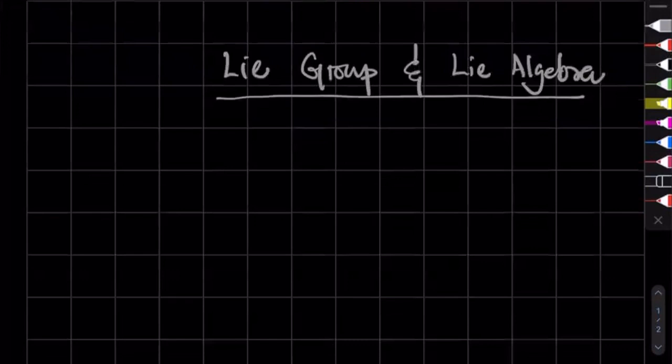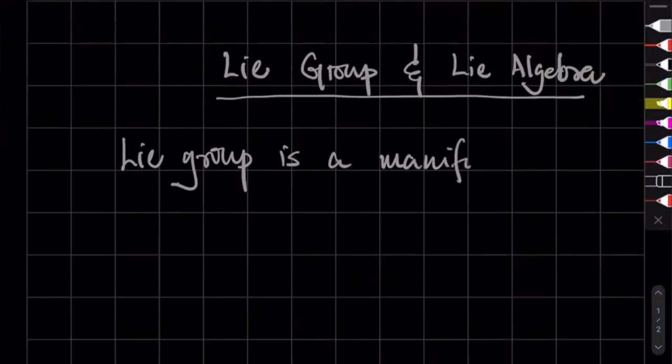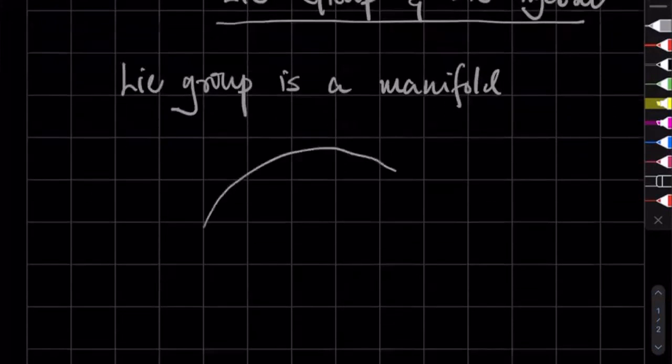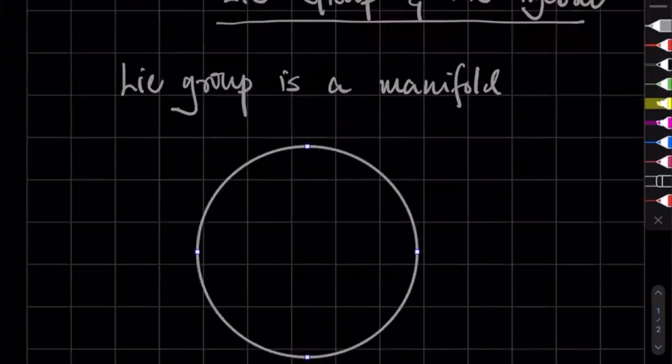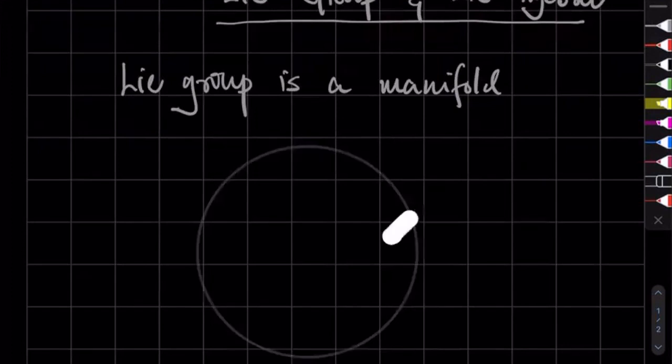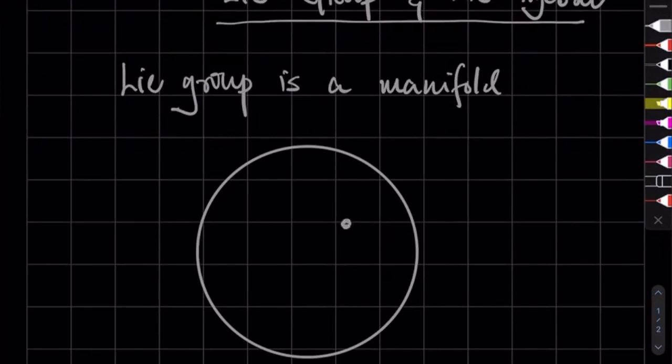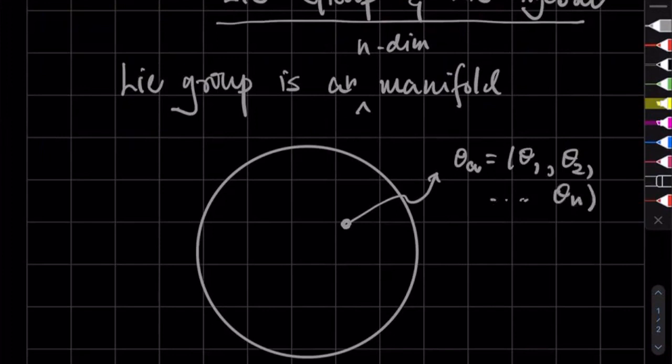So a Lie group is a manifold, right? A manifold is just some sort of space which locally looks like R^n. So this is some sort of Lie group. If I take a random point in this group, it has some coordinates, theta A. Suppose it's an n-dimensional manifold, then how many coordinates will it have? It will have n coordinates, right? You understand that?